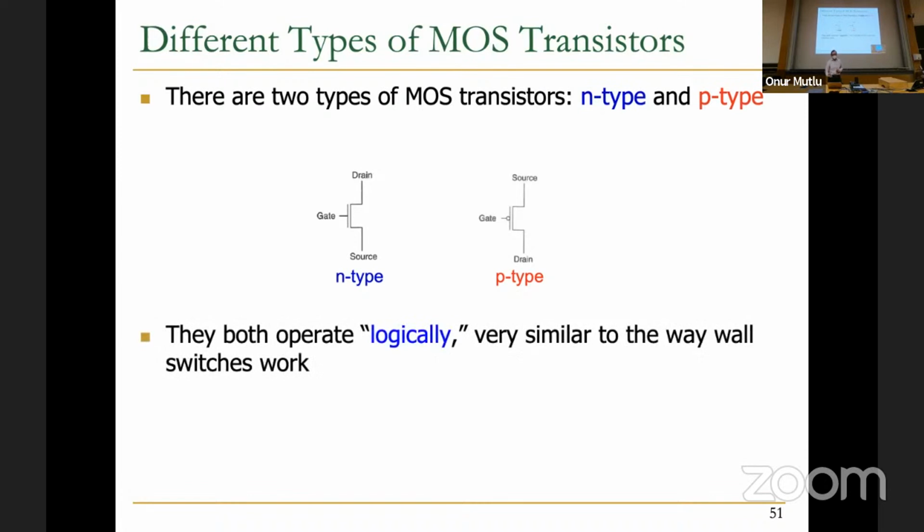They both operate logically very similarly to the way wall switches work. Those are wall switches. You all have wall switches at home, right? You push the wall switch and the lights turn on. You push the wall switch and the lights turn off. People call it flipping the switch, but I think in Switzerland you don't have switches that you flip normally, right? You normally need to press a button.